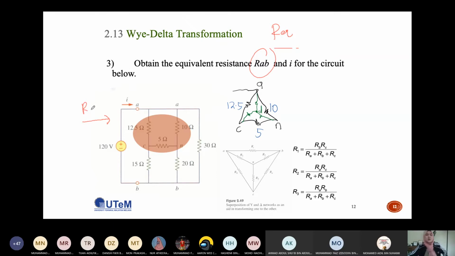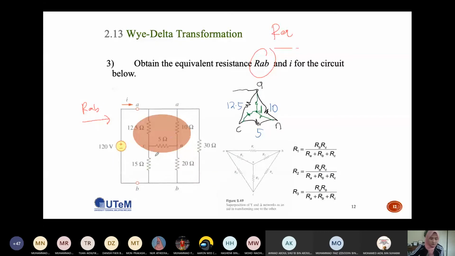The question asks you to calculate the R equivalent. But if you look at this circuit, you cannot simplify it because it is not a parallel circuit and it is not a series circuit. That is why you need to convert it into either a delta or a Y connection.